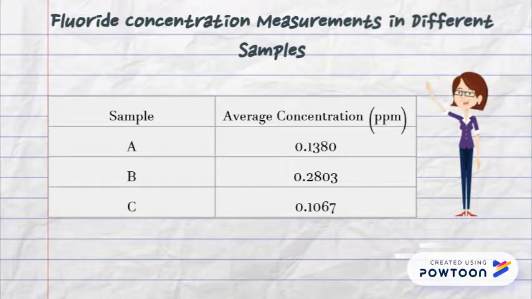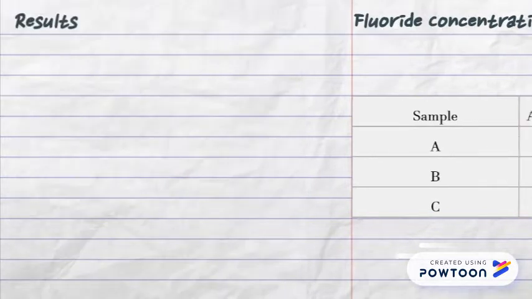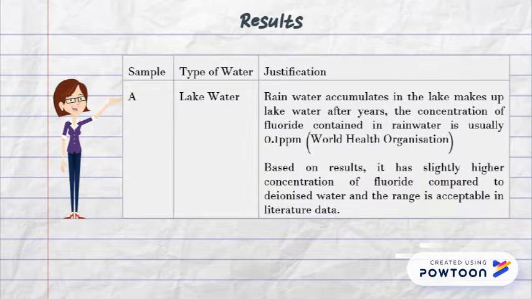3 readings were taken for each sample, and the table shown shows the average fluoride concentrations, which are 0.138 ppm, 0.2803 ppm, and 0.1067 ppm. To determine the type of water for the different samples, the experimental data is compared with the literature data.